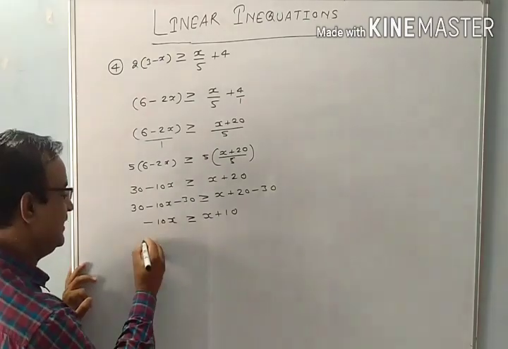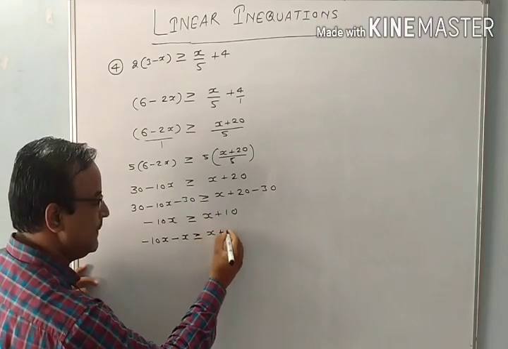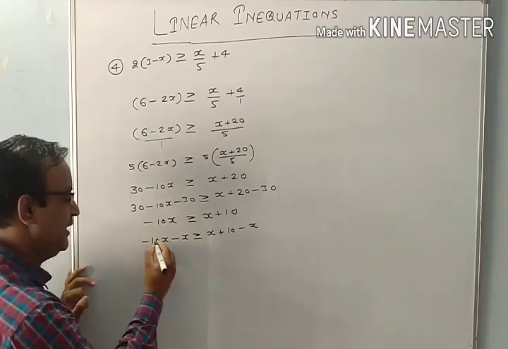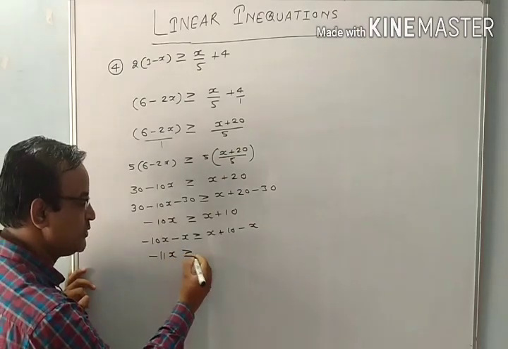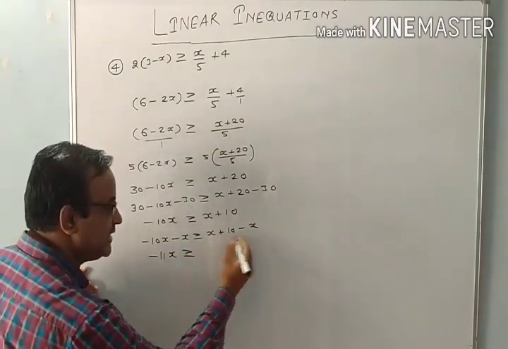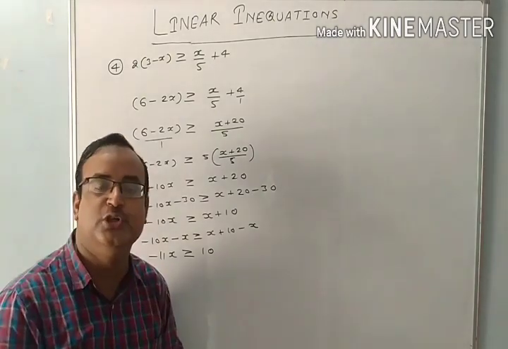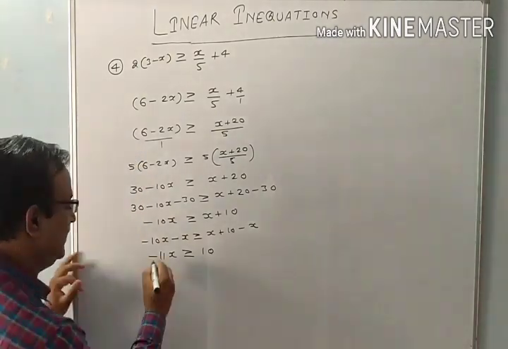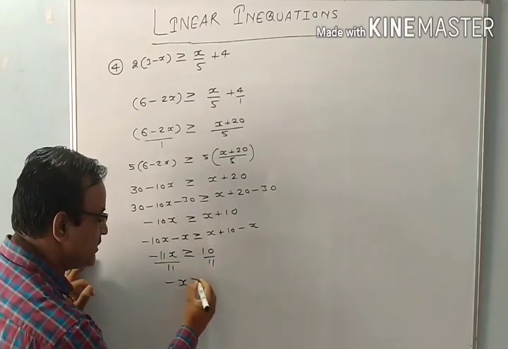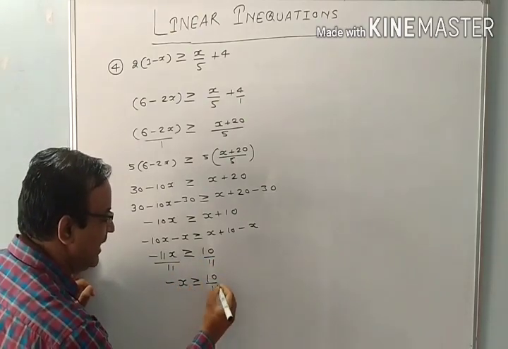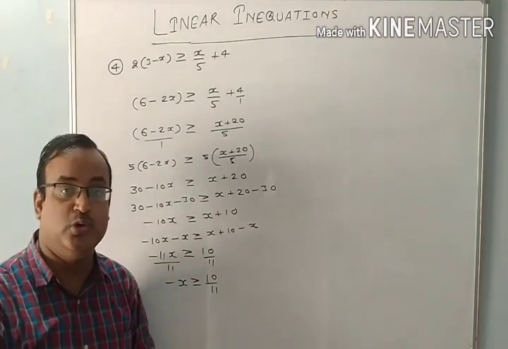Now we write minus 10x, minus x on both sides. So we get minus 10x minus x, which is minus 11x, is greater than or equal to x, cancel out 10. Now we have to solve it for x, so we divide both sides by 11. When we divide by 11 on both sides, we get x is greater than or equal to 10 by 11.